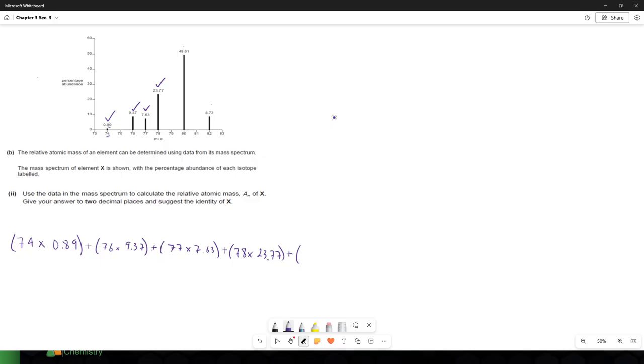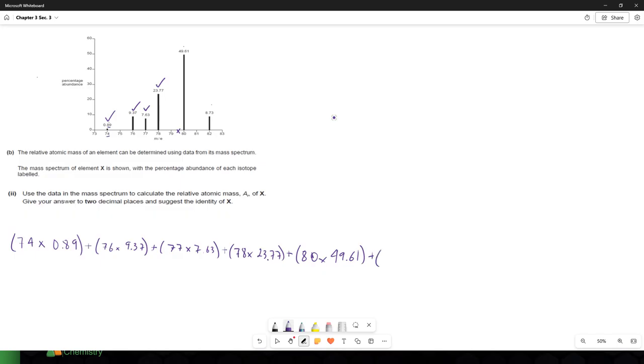Next is the 80, which is the biggest one. We can tell just by looking at this that the atomic mass will probably be between 79 and 80, because this 80 has the biggest pull, but there is a fair number of isotopes below it, and only one above it. So it will probably be around 79, but we'll look at that once we do the math. So we have here 80 times 49.61.